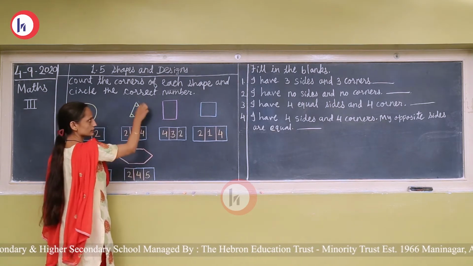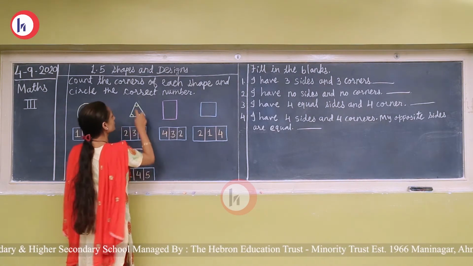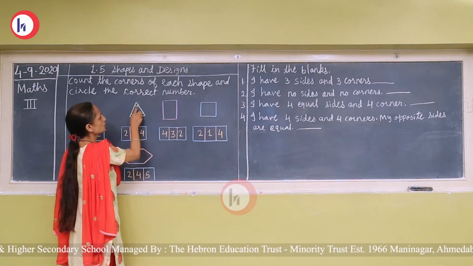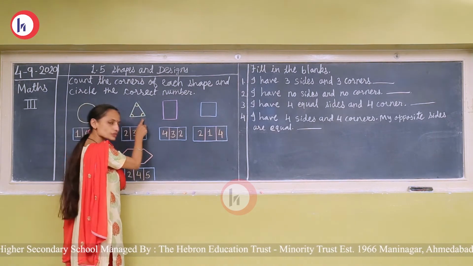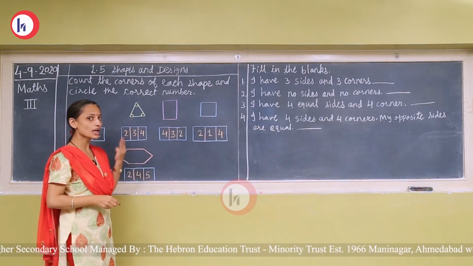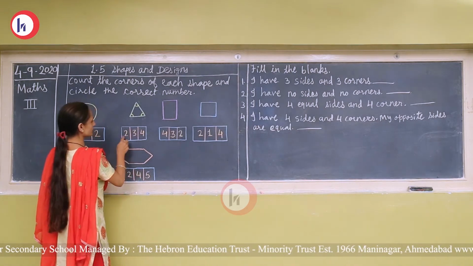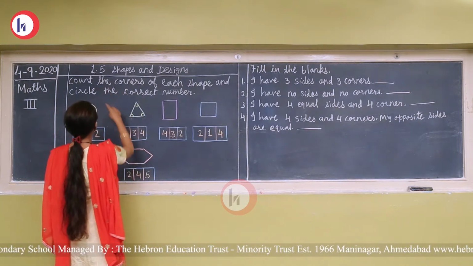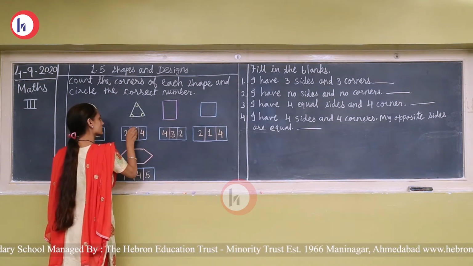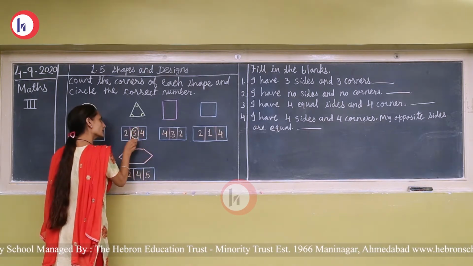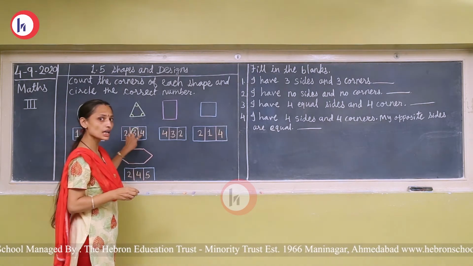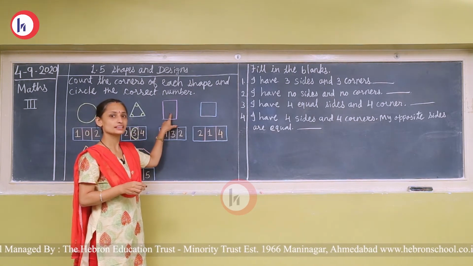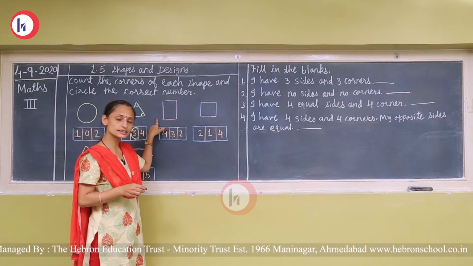Means in a triangle, how many corners are there? 1, 2, 3. Again 1, 2, 3. Means triangle has 3 corners. So our answer is 3, and here we have to put a circle. Triangle has 3 corners. Next, which shape is this? Yes, this is a rectangle.